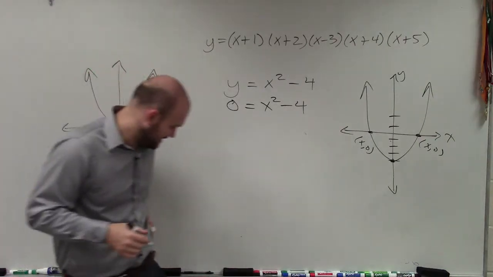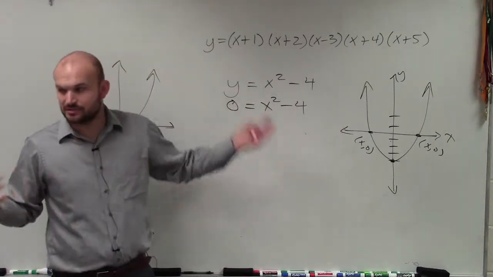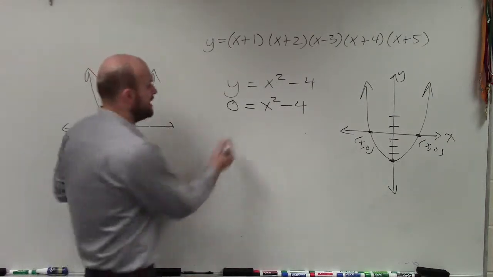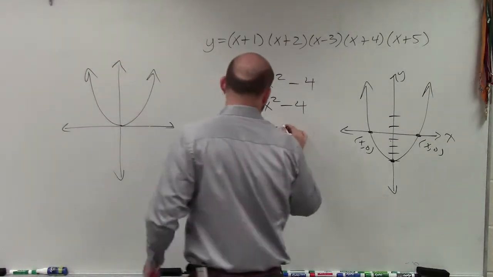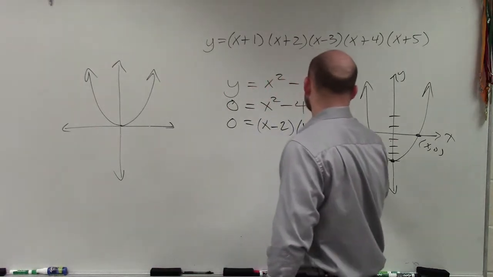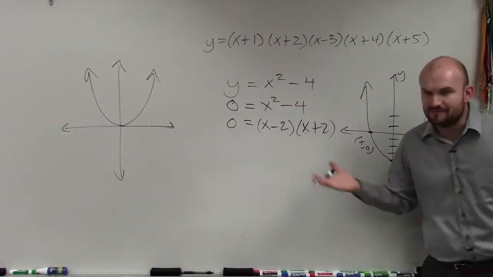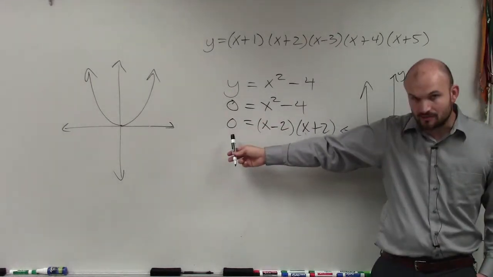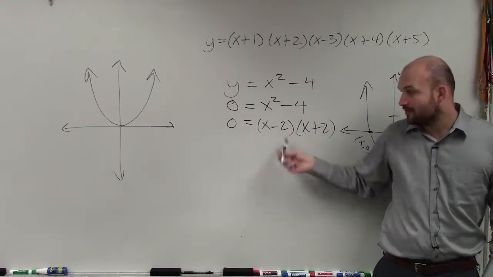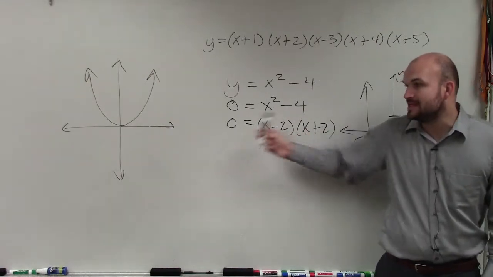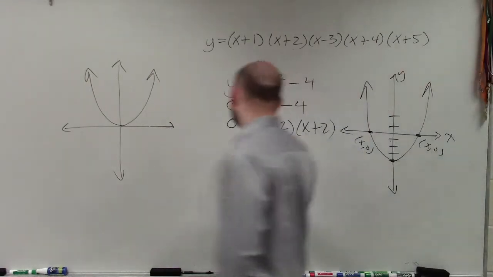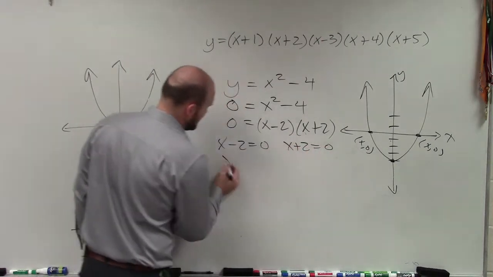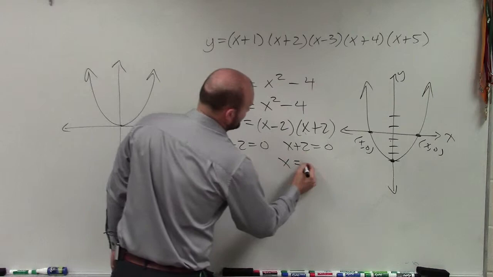Now, you could obviously add 4 to both sides and take the square root. But the other thing that we learned was to apply factoring. You can factor this using the difference of 2 squares. And the reason factoring was so helpful is because when you have a product equal to 0, then either one of these factors has to equal 0. So we set them both equal to 0: x minus 2 equals 0, x plus 2 equals 0. So therefore, x equals 2, and x equals negative 2.